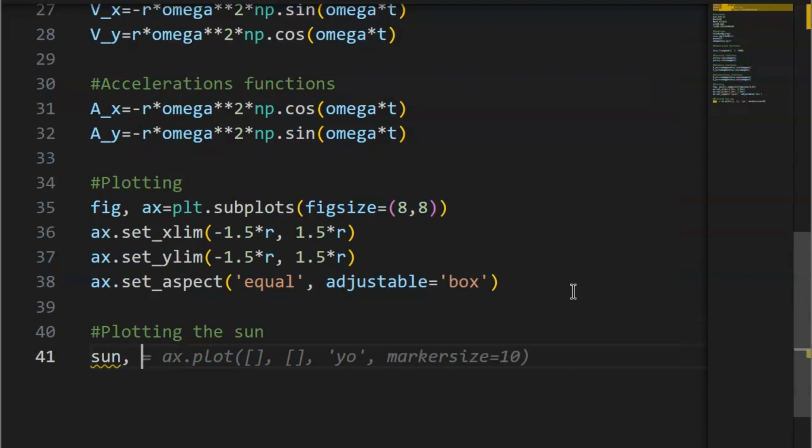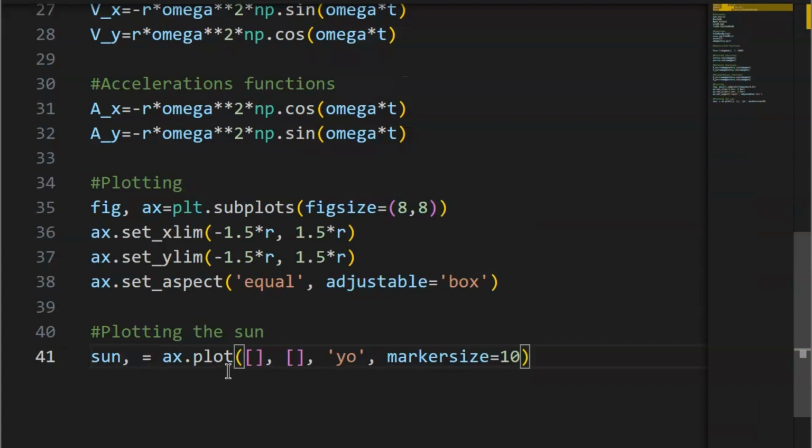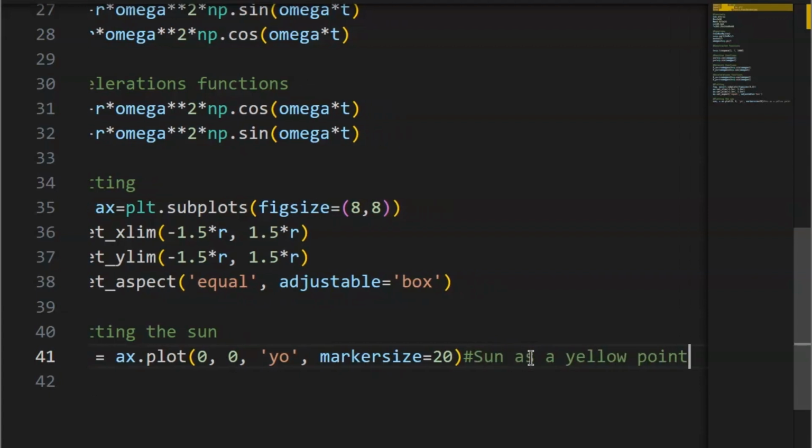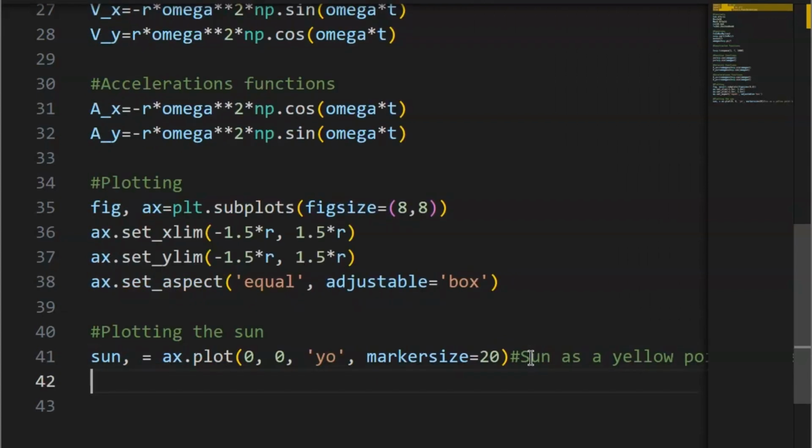sun is equal to ax.plot. Okay, this is the basic thing we want. I'm just going to set both of these to be 0 and 0, markersize, let's say 20 instead of 10, because we also want the earth, which is going to be of a smaller marker size. What this basically does is make the sun a yellow point bigger than the earth, and you'll know why in a moment. Earth is equal to ax. I'm actually going to copy this.